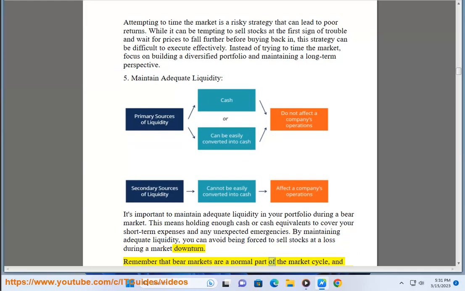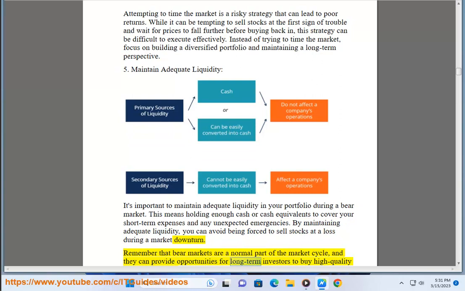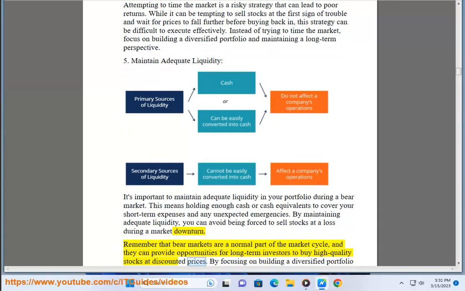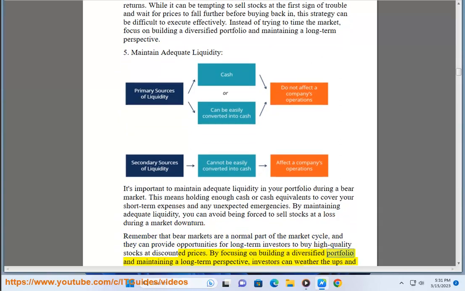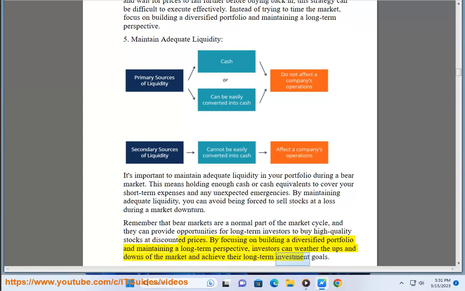Remember that bear markets are a normal part of the market cycle, and they can provide opportunities for long-term investors to buy high-quality stocks at discounted prices. By focusing on building a diversified portfolio and maintaining a long-term perspective, investors can weather the ups and downs of the market and achieve their long-term investment goals.